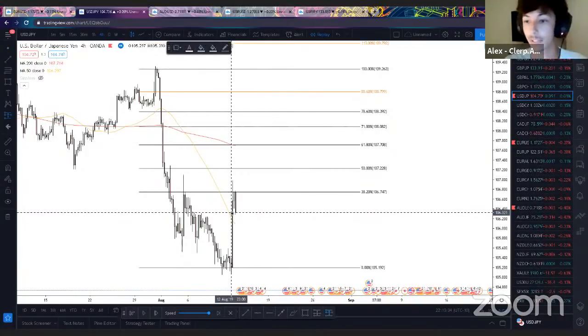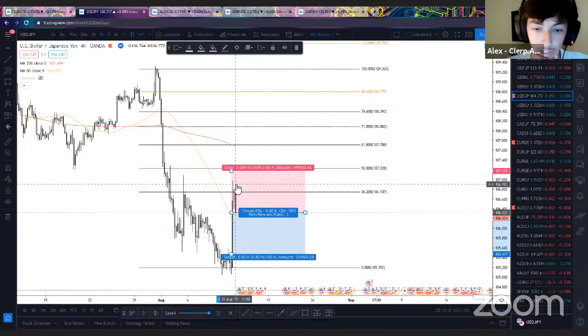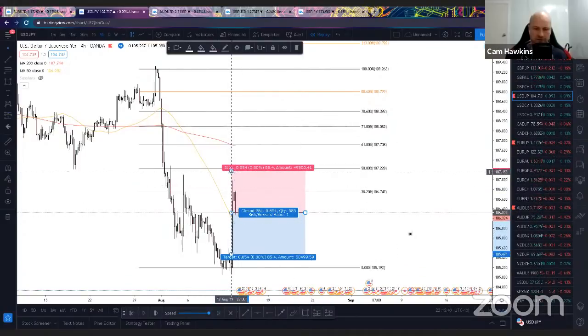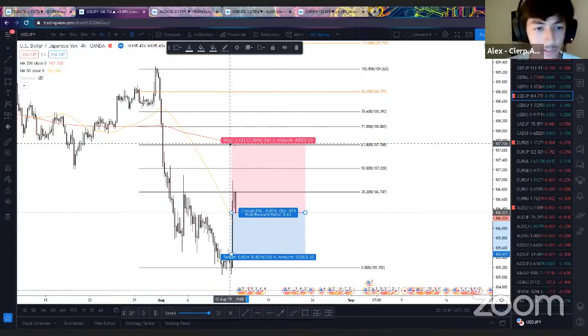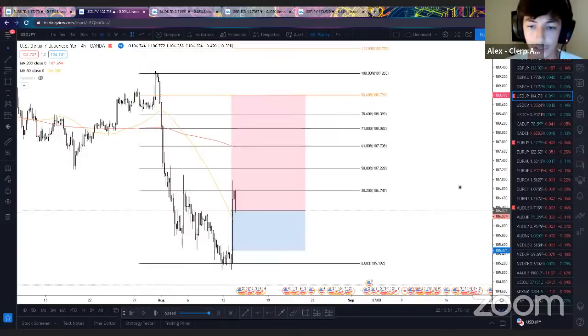So I'm deciding to put my entry right here, 106.325. Are you entering at the market now, or are you waiting for it to? You're entering at market, yeah. Yeah, it's actually a market order. Okay. I'm going to be putting my stop to 88.60.